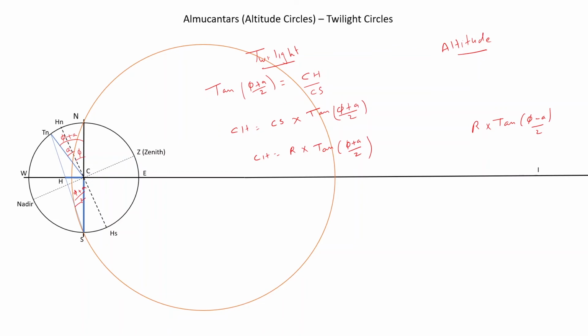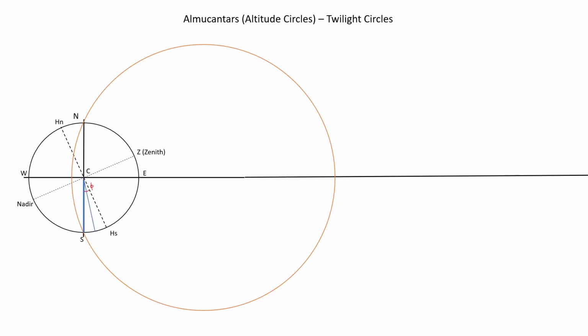Now draw a line segment from the center C to the point TS at an angle A below the south horizon. Therefore the angle SCTS is phi minus A. Extend this line segment towards the north. Draw a line segment from the point S to the point TS. Hence the angle NSTS is (phi minus A) by 2.